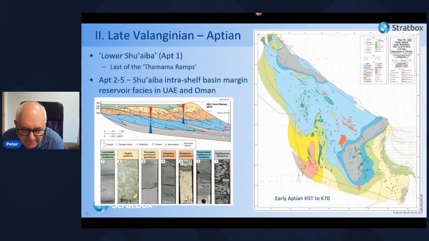And the Bab basin also provides deposition of source rocks. So we've got a clear association between source rocks and reservoir facies here.